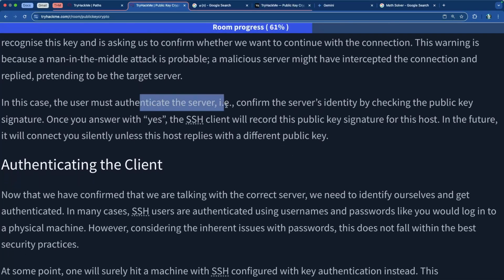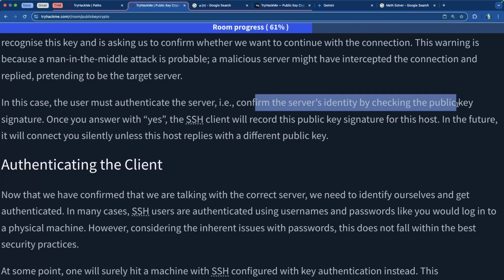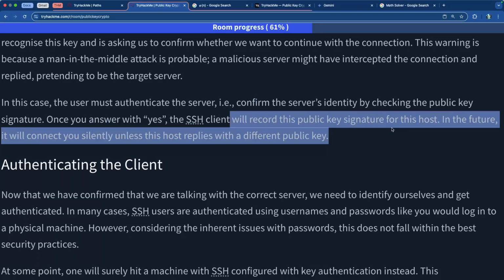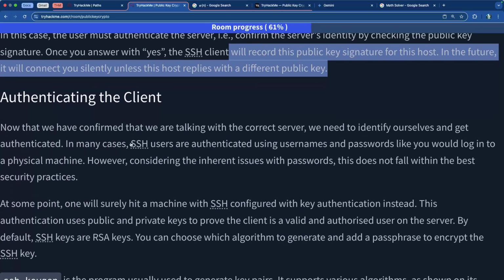The user must authenticate the server, meaning confirm the server's identity by checking the public key signature. Once you answer yes, the SSH client will record the public key signature for this host. In the future, it will connect you silently unless this host replies with a different public key.